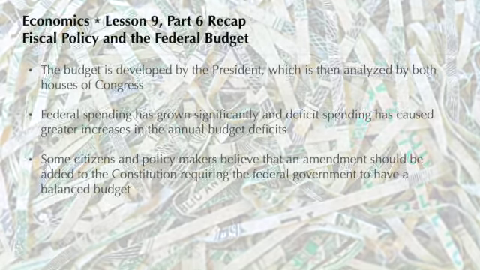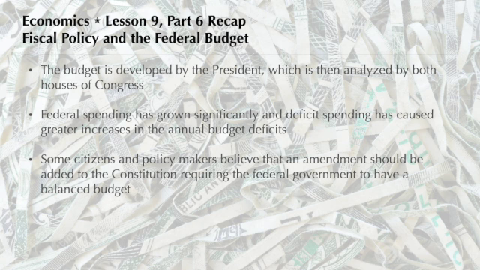So that's the way it is with Lesson 9, Part 6, Fiscal Policy and the Federal Budget. At this point, you should know that the budget is developed by the President, which is then analyzed by both houses of Congress. Federal spending has grown significantly, and deficit spending has caused greater increases in the annual budget deficits. And some citizens and policymakers believe that an amendment should be added to the Constitution, requiring the federal government to have a balanced budget.